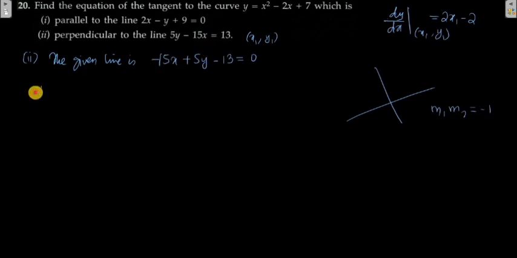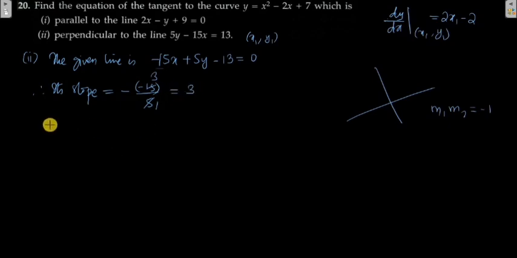Therefore its slope, all of you know the formula is minus a by b, isn't it? Minus a by b. Now what is a? A is minus 15 out here. A is minus 15 by b. B is 5. So the 5 gets cancelled. How much is this? This turns out to be 3.